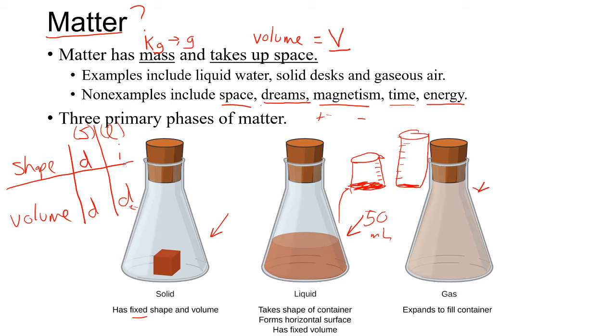Now let's go to gases. That's our third type. Okay, I'm running out of space here. I guess I'll kind of do it over it. Gases typically are represented by parentheses with a G. What's unique about gases is that no matter what container they're in, they will expand to fill that container.